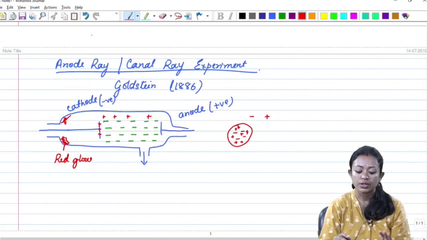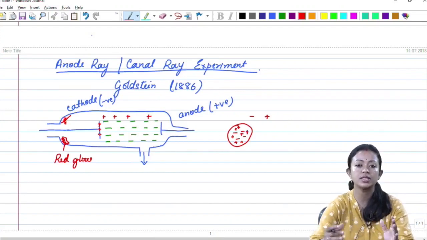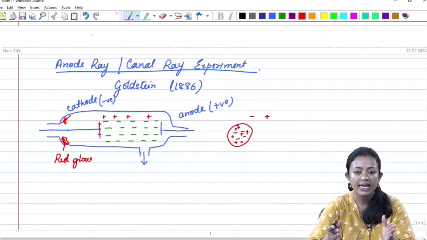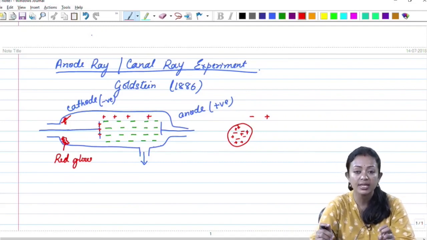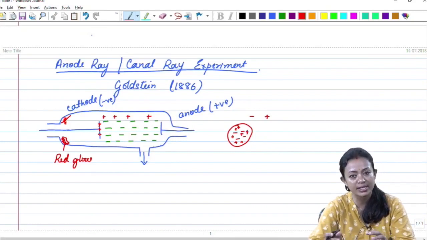So Goldstein, through further experimentation, allowed the anode ray or the canal ray to pass through an electric field, and he found that it started deflecting towards the negative end, which made it very clear that the anode ray is positively charged. And just like J.J. Thomson, he calculated the mass and the charge of the anode ray.